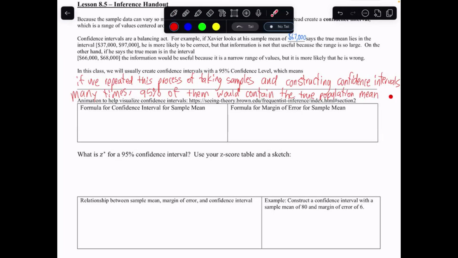So this is saying that, yes, in very rare cases, I may talk to almost all people above average or almost all people below average, and that may mean that my interval does not contain the right answer. But the vast majority of the time, 95% of the time, my confidence interval will contain the true answer.